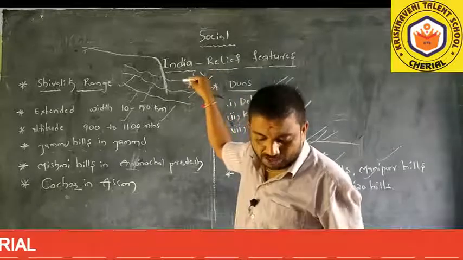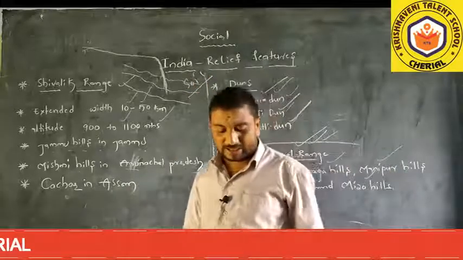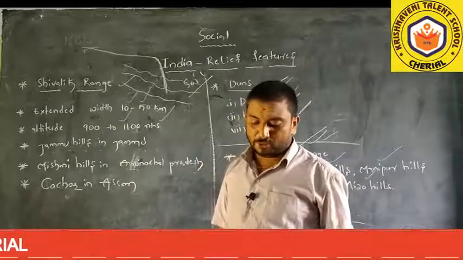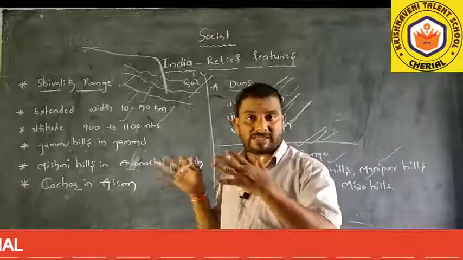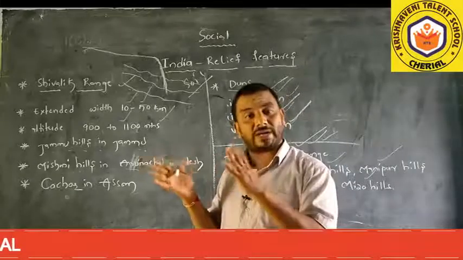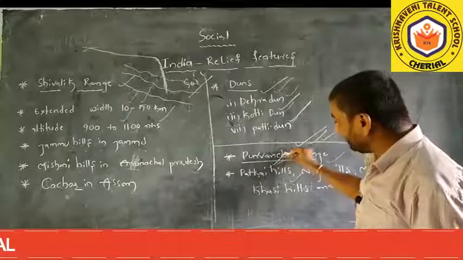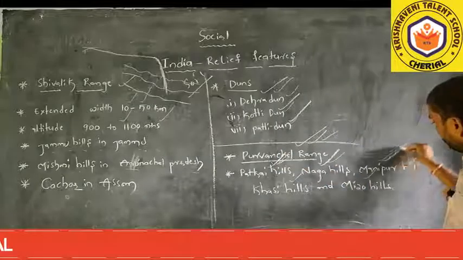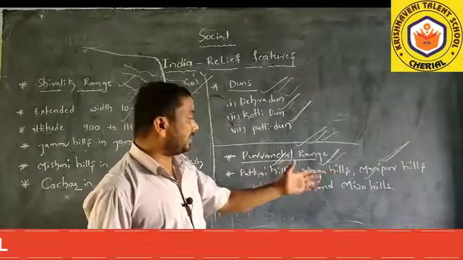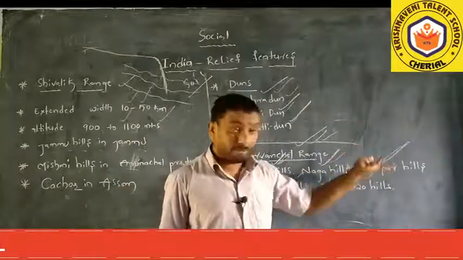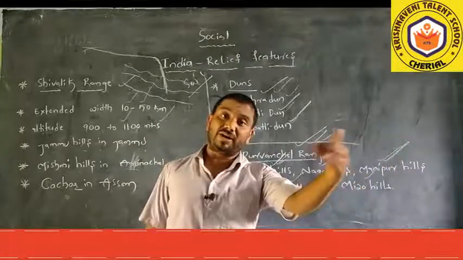This Purvanchal range is mostly composed of sedimentary rocks and sedimentary stones. The Purvanchal is also known as the Patkai Hills. The Purvanchal range includes Patkai Hills, Naga Hills, Manipur Hills, Kashi Hills, and Mizo Hills. In Nagaland they are Naga Hills, in Manipur, Manipur Hills, in different states with different names.